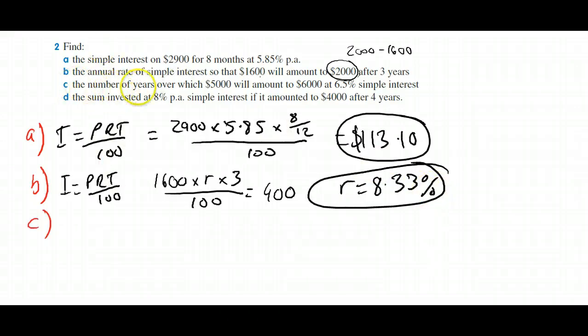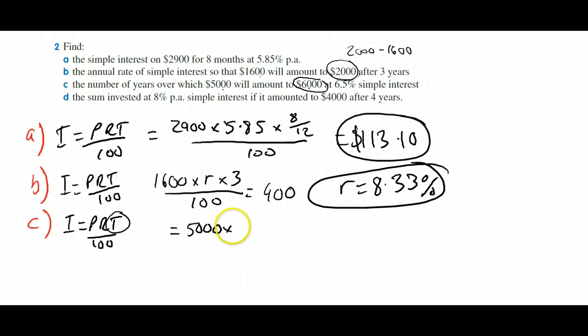Okay, in part C we need to work out the number of years over which 5,000 will amount to 6,000 at 6.5% simple interest. So note again, this is not the amount of interest, this is the total investment at the end. We'll need to adjust things a little bit. So I equals PRT over 100 again because it's simple interest. Now this time we're trying to work out T, the number of years. That's what we don't know. So we should be able to put everything else in. We should be able to put I in. We'll come back to I in a minute. The principal was 5,000. The interest rate was 6.5, and T we don't know.